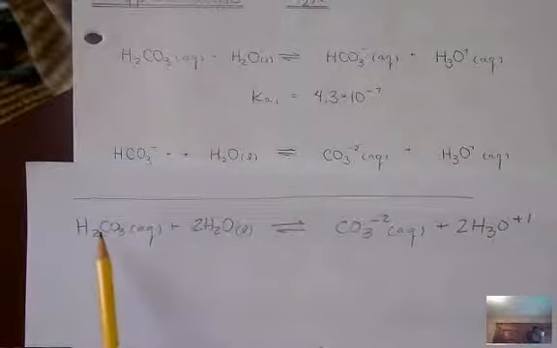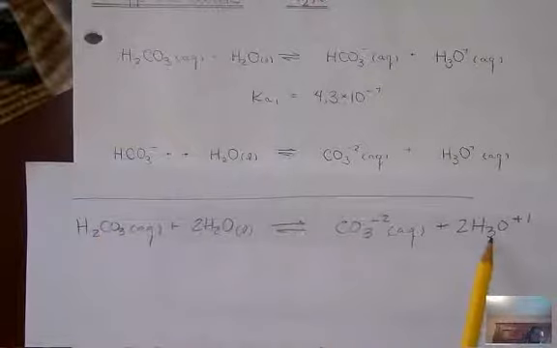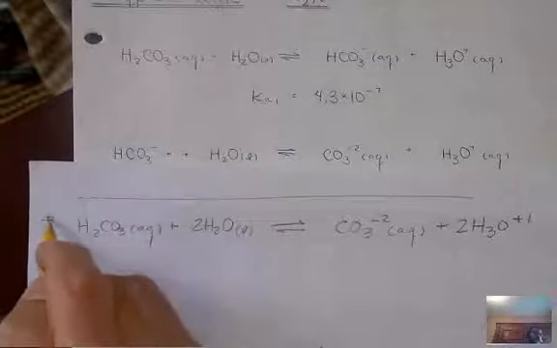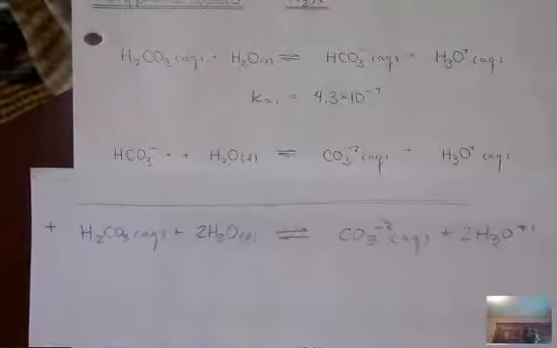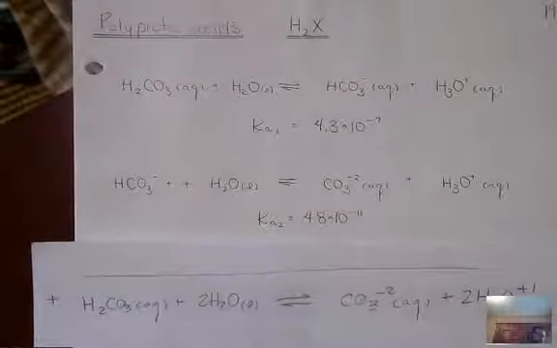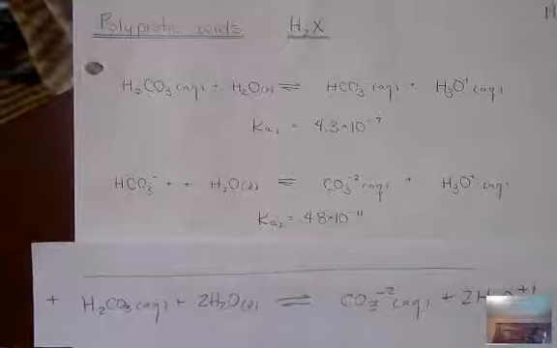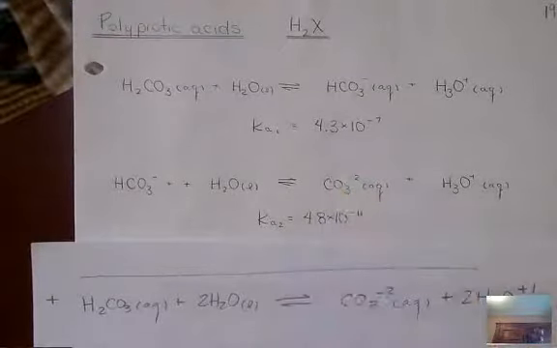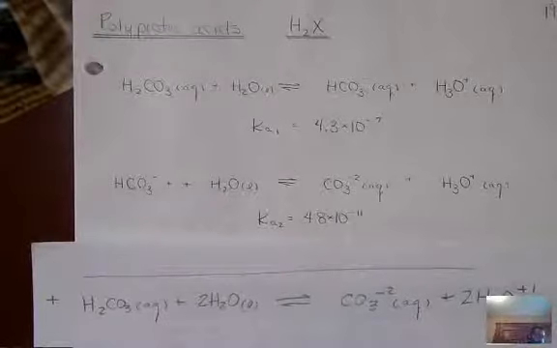Second one comes in, rips off the second H, makes a second hydronium. What's left is just carbonate. Okay, when you add the chemical reactions, like we just did, what do I do to those two equilibrium constants? I need to multiply them together. So K, I'll call it capital A for the overall reaction, right? When you add chemical reactions, you multiply the equilibrium constants: K is equal to Ka1 times Ka2.